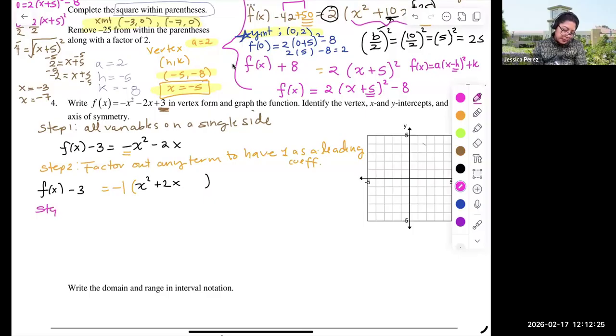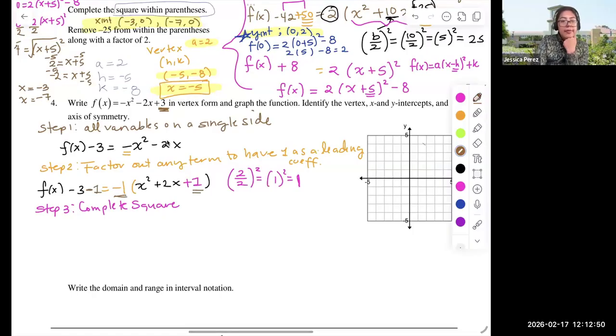Step 3, complete the square. What does that mean? I'm going to take the middle number, the 2. So take 2 divided by 2 and square it. 1 squared, that's 1. That means I'm going to add 1 here. But in reality, what did you actually do? Negative 1 times 1 is a minus 1. If you subtract a 1 from one side, I have to subtract a 1 from the other side.